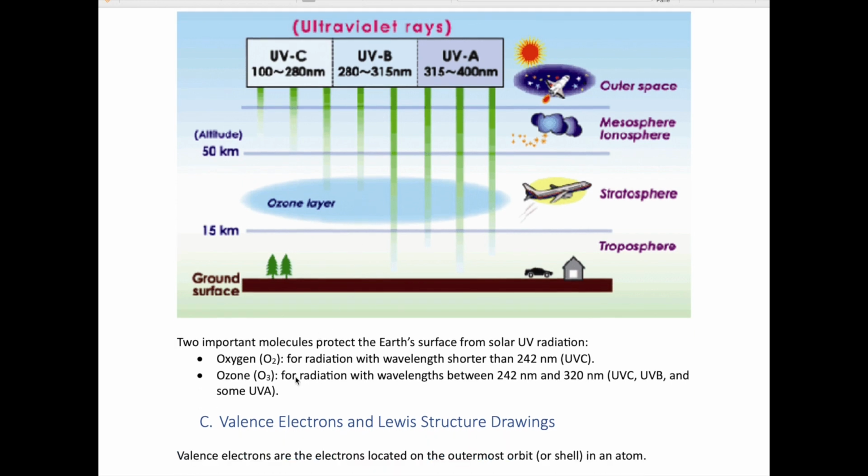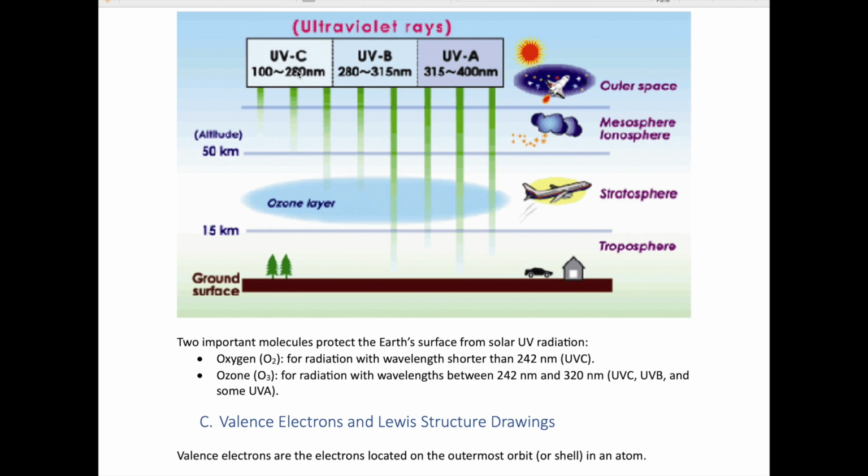Specifically, the ozone layer in the stratosphere absorbs radiation with wavelengths between 242 to 320 nanometers, which covers most of UVC and UVB, with a little bit of UVA being part of it. And then the oxygen that's also present in the outer atmosphere will cover most of the other UVC. Some of the UVA is left over, so we have to figure out other ways to protect ourselves from it. We'll talk about sunscreen and other things later on.